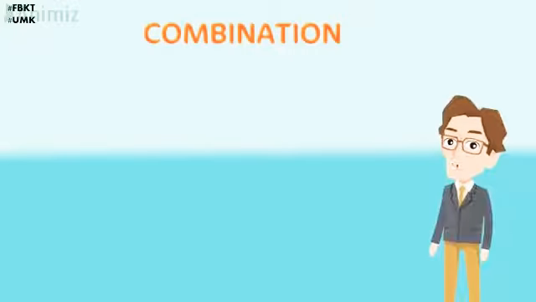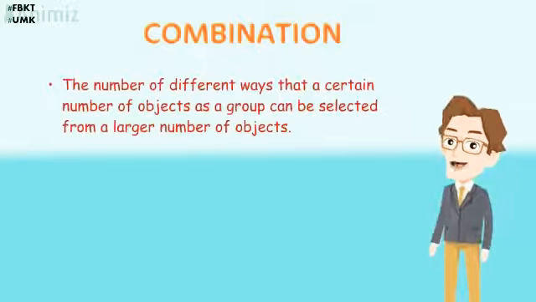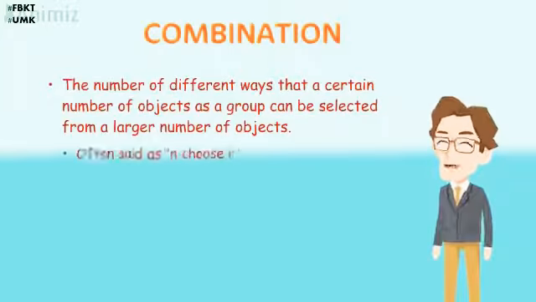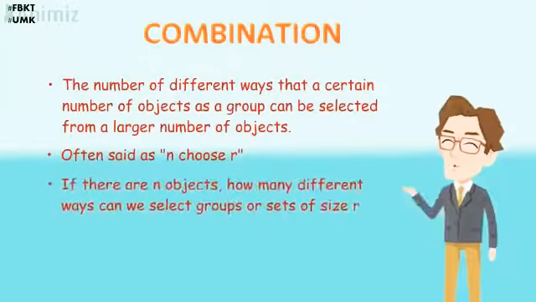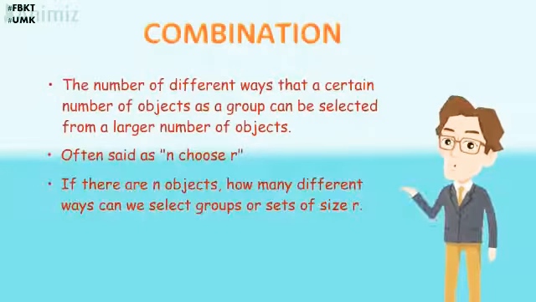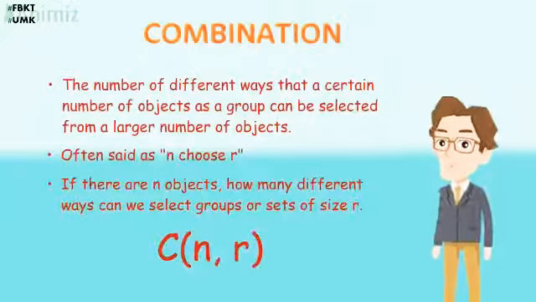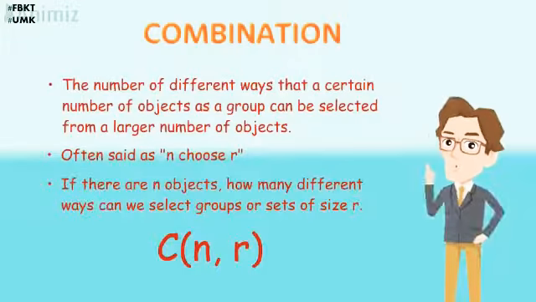Combination is the number of different ways that a certain number of objects, as a group, can be selected from a larger number of objects, often said as n choose r. If there are n objects, how many different ways can we select groups or sets of size r? This is how it is written: C(n, r). It is n choose r. n is the total number of objects that we are looking at, and r is the size of the groups we want to look at.